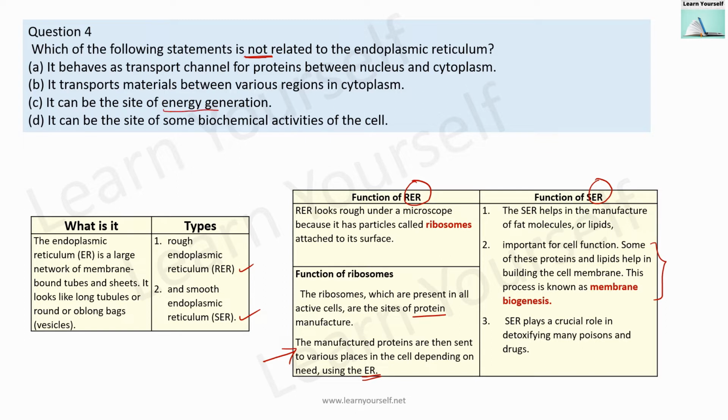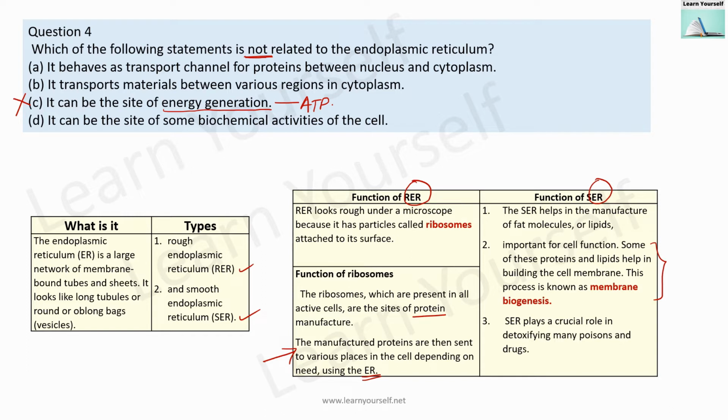Option C, it can be the site of energy generation. Energy generation happens in the cell with the ATP molecule. That is the energy currency of cell. But ATP molecules formation is not happening in ER. So that is happening in mitochondria. So this is wrong for endoplasmic reticulum.